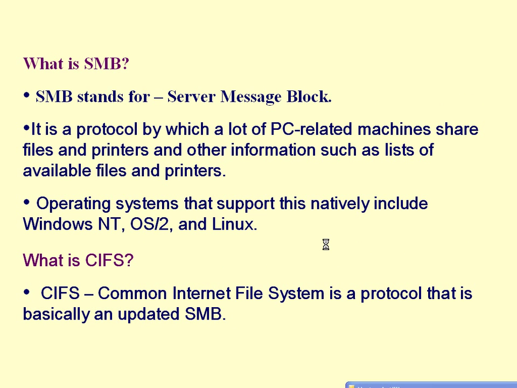Let us have a look at SMB. SMB stands for Server Message Block. It is a protocol by which a lot of PC related machines share files and printers and other information such as lists of available files and printers. Operating systems that support this natively include Windows NT, OS/2 and Linux. What is CIFS? CIFS stands for Common Internet File System and it is a protocol that is basically an updated SMB.